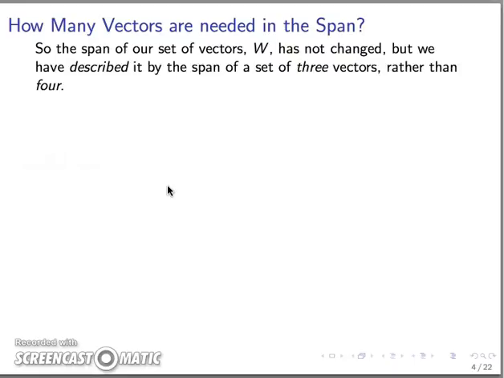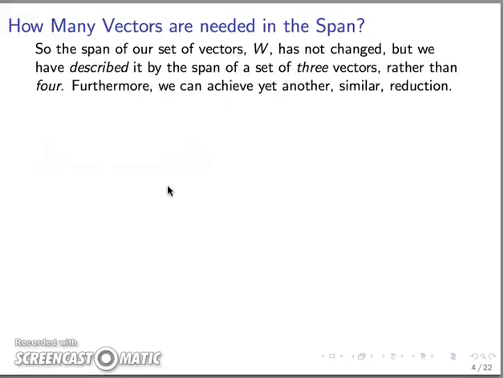So the span of this set of vectors has not changed, but we are describing the span of 3 vectors rather than the span of 4 vectors. Given that each of those is an infinite set, considering all possible combinations with all possible evaluations of scalars, each span is the same. It hasn't changed.